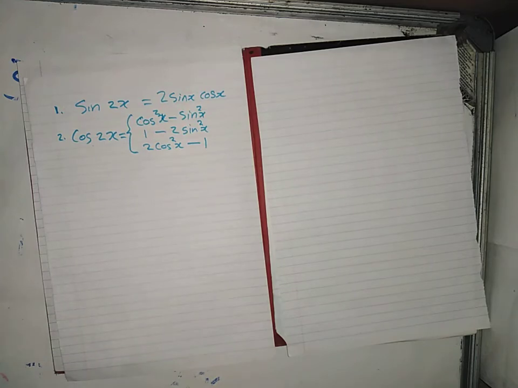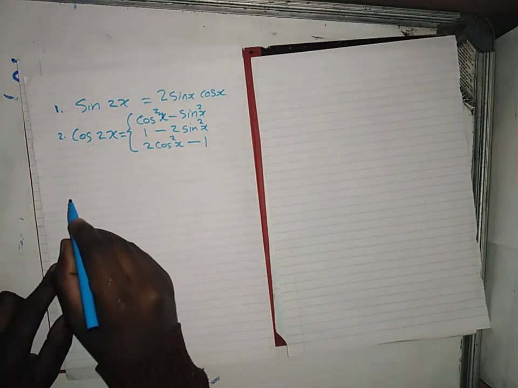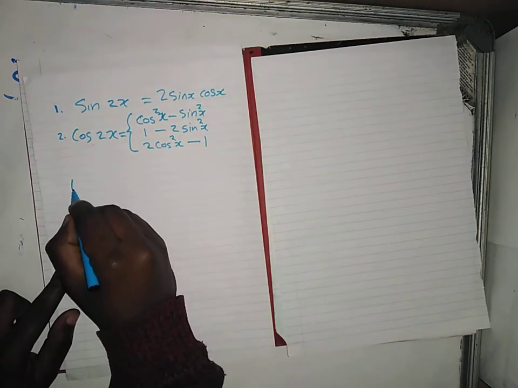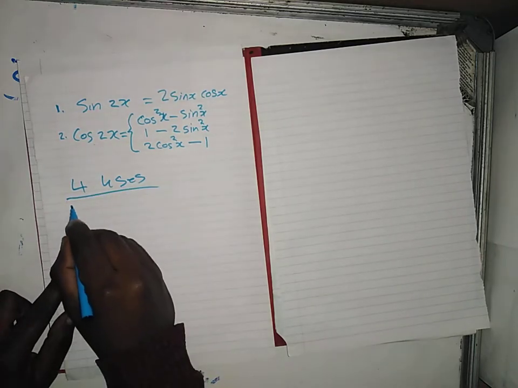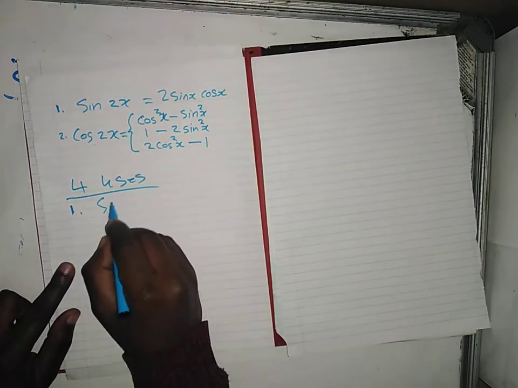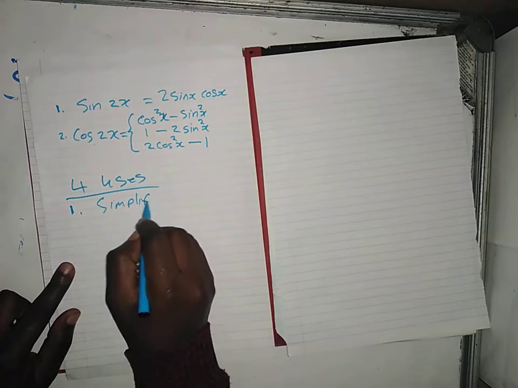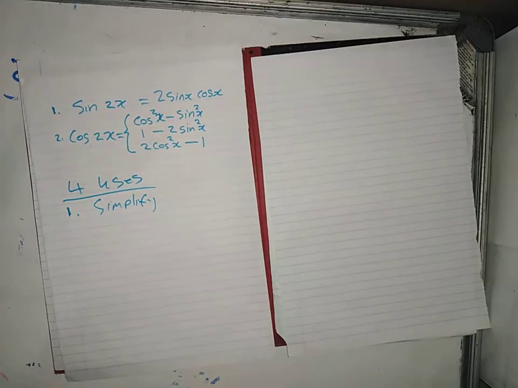So where do we actually use the double angle formulas? There are 4 uses. Number 1, they can say simplify, and when they say simplify and include a double angle, then obviously you must remove it and substitute it with a simpler version and continue to solve, and so on and so forth.